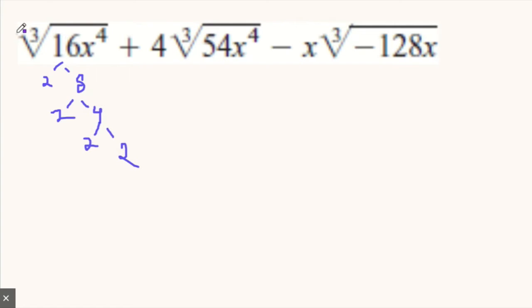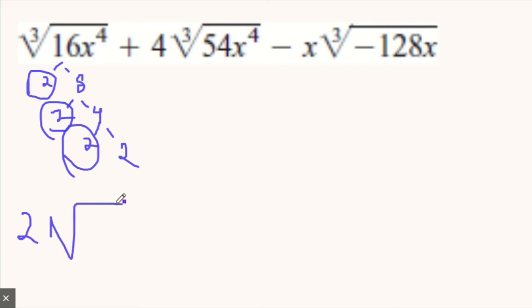It's the third root of it. So we're going to group with 3s. 1, 2, 3. When we make 3 groups, each group has 2 inside, so we can carry the 2 outside, put the cubed root in. We're left with 2 inside, so let's write that in.